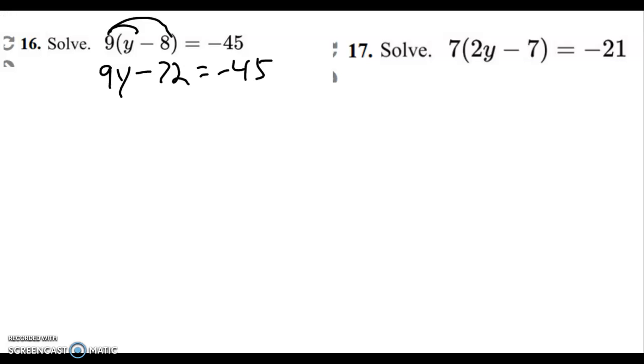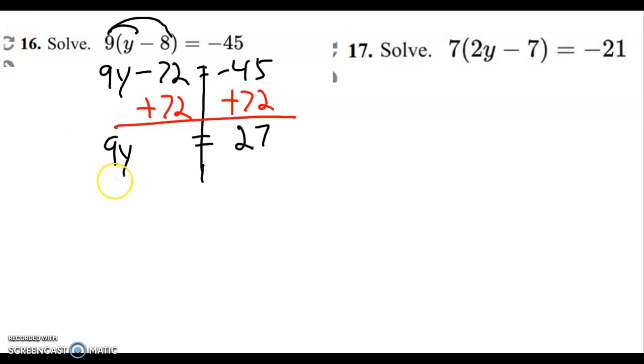All right, then we're going to isolate the y here, and we're going to add 72 on both sides to get this 9y by itself. Then we've got 9y is equal to 27. Remember, if it's different signs, find the difference. If it's the same sign, find the sum. But you can just type it in the calculator to make sure you get the right answer there. Now, to continue to isolate this y, we want to divide by 9 on both sides. And y is going to be equal to 3.